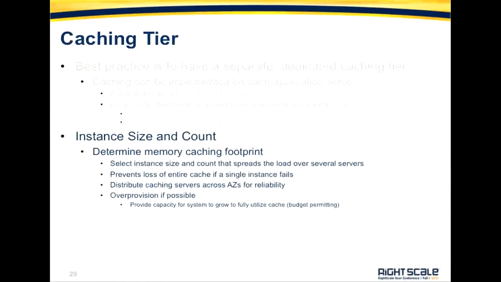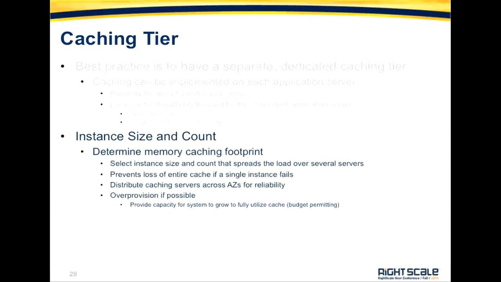Then we always recommend that you over-provision if possible. You want to have room to grow into what you hope will be your best case with the most user traffic. Therefore you can select the instance size and count that will give you that overall caching footprint and distribute it across your availability zones to increase the reliability and availability of the system. And like I said, we recommend that you over-provision so that you have the ability to grow into it.